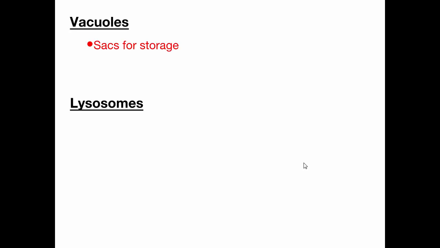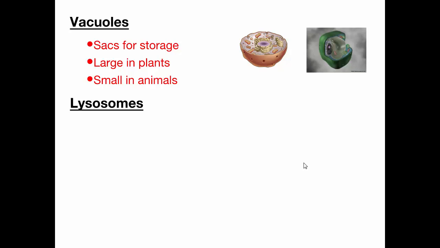Vacuoles. Vacuoles are organelles that are for storage. They store material. Plants usually have a very large central vacuole. Animal cells usually have small vacuoles within them. So in these diagrams, the vacuole is this big thing that kind of looks like an ice cube in the plant cell. In the animal cell, they're just small little circles. They store food, water, and waste.